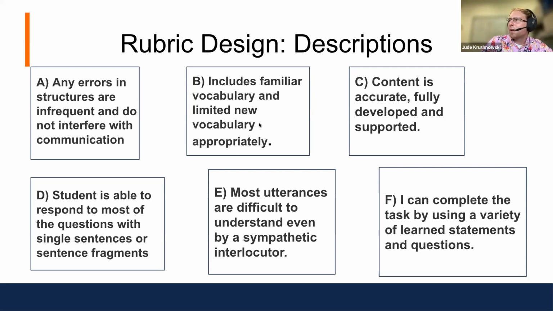So, okay, I don't think anyone really took issue with C, accurate, fully developed, and supported. D, a good one: able to respond to most of the questions with single sentences or sentence fragments. That's something that is observable. We can see students responding, we can look at the text type that they're producing, so students can see it and we can see it as well.